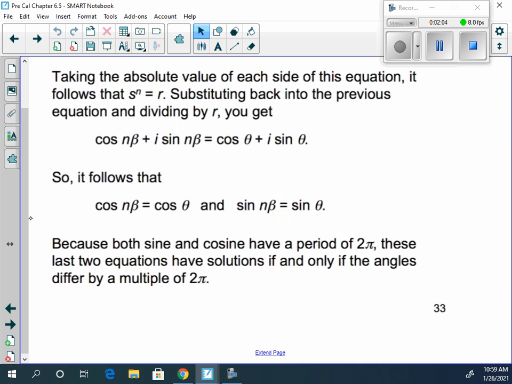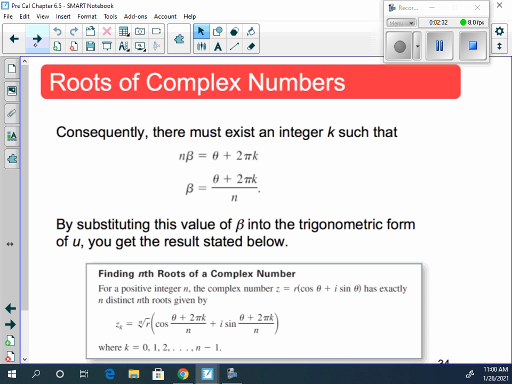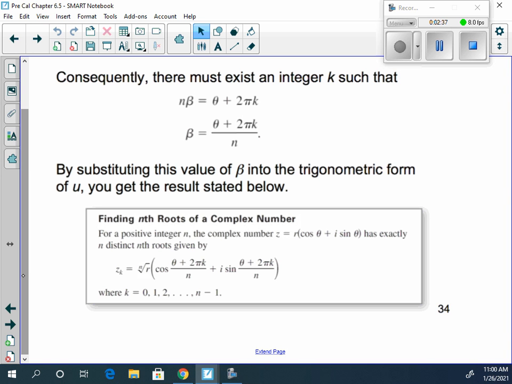Now taking the absolute value of each side, it follows here. We get this here: cosine of n beta plus i sine of n beta is equal to cosine theta plus i sine theta. And really we're saying that the cosines are the same and the sines are the same, because that's the only way that these can be equal. Because both sine and cosine have a period of 2 pi, these last two equations have a solution if and only if the angles differ by a multiple of 2 pi. Therefore, this must exist. But really what is key is this formula here, finding the nth root of a complex number.